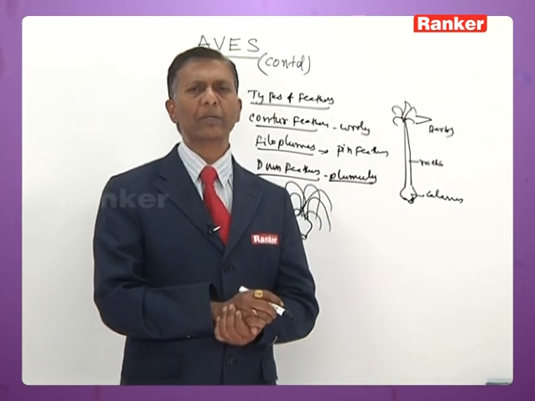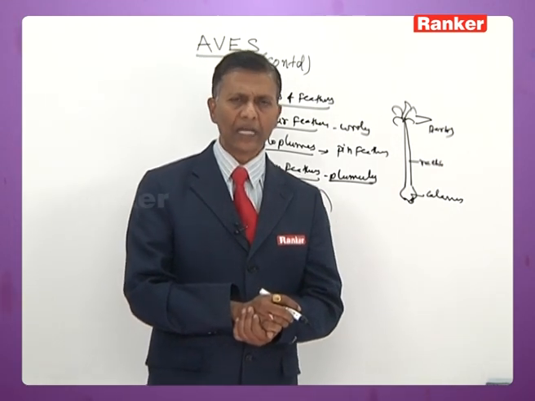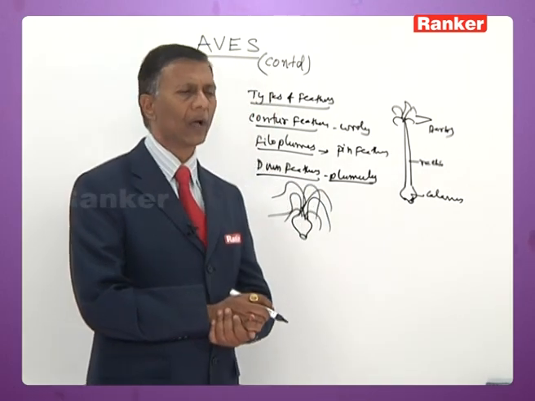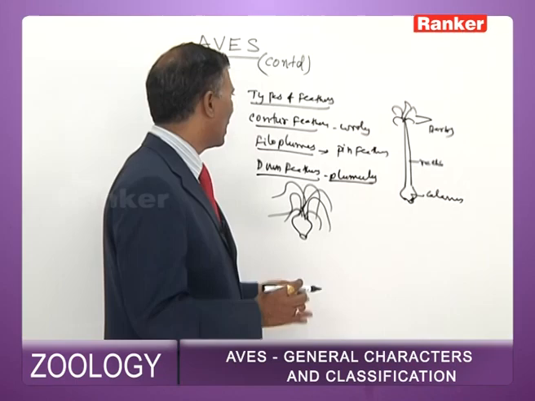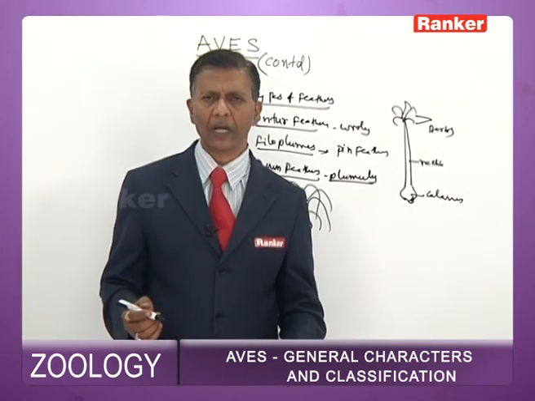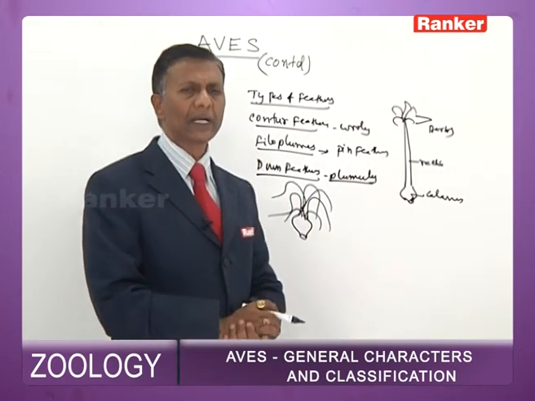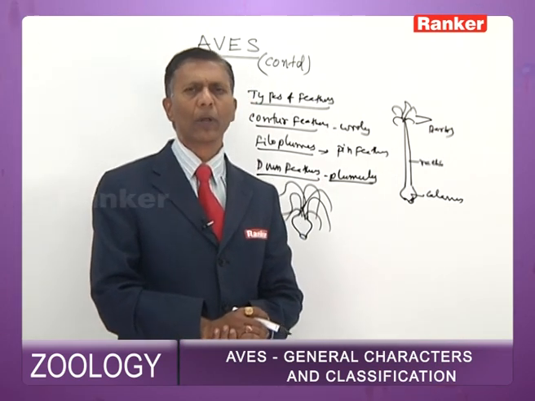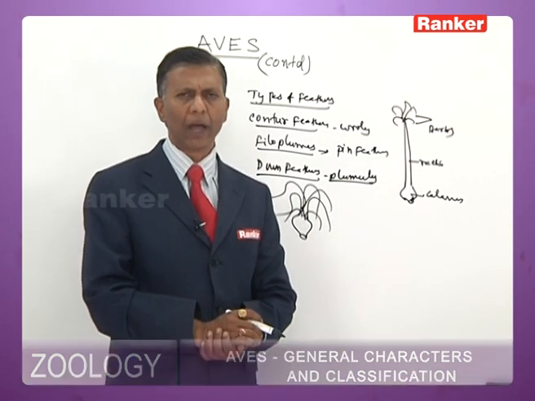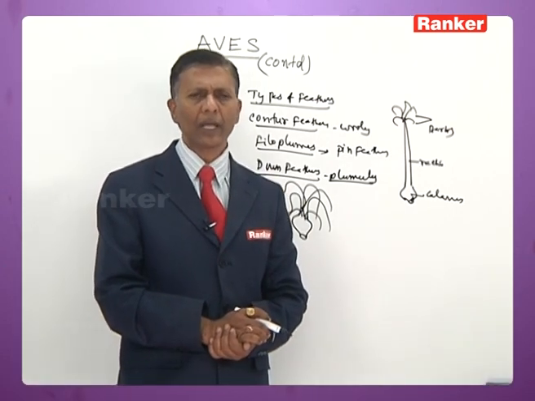So the interlocking mechanism is present in remiges, rectrices, and all quill feathers. It is absent in down feathers. Even in contour feathers it is not well developed. In down feathers, the interlocking mechanism is absent because the barbs have rudimentary barbules.